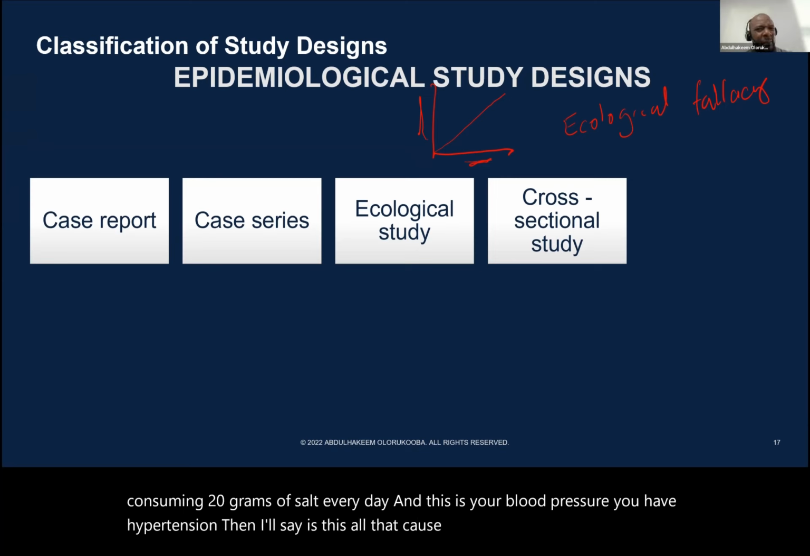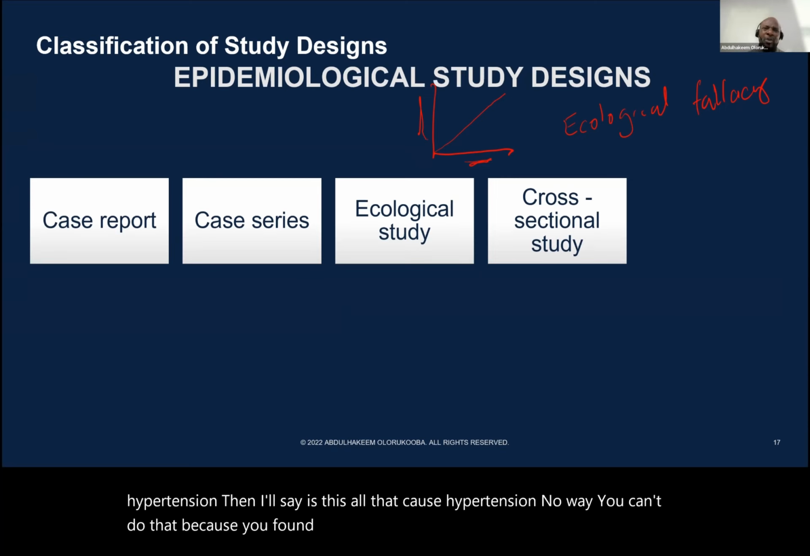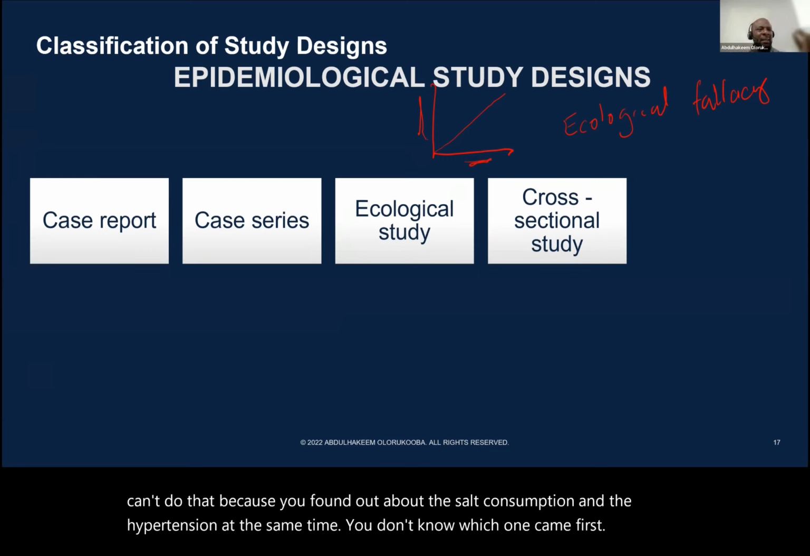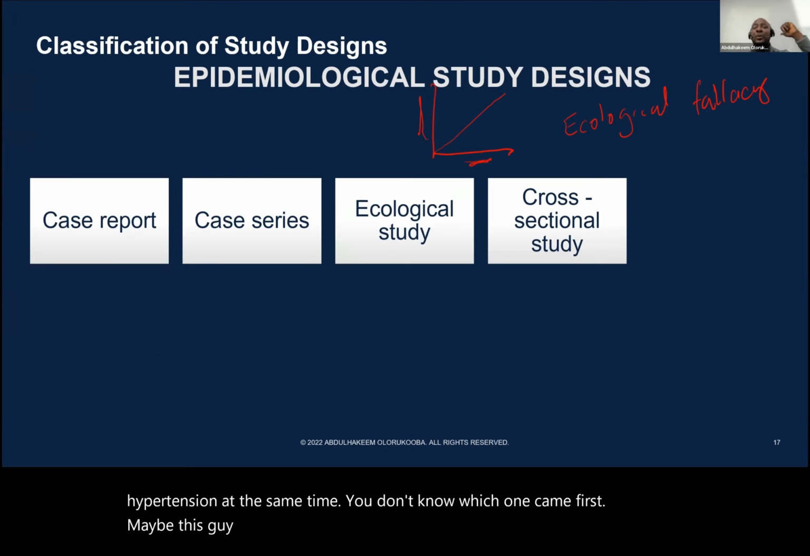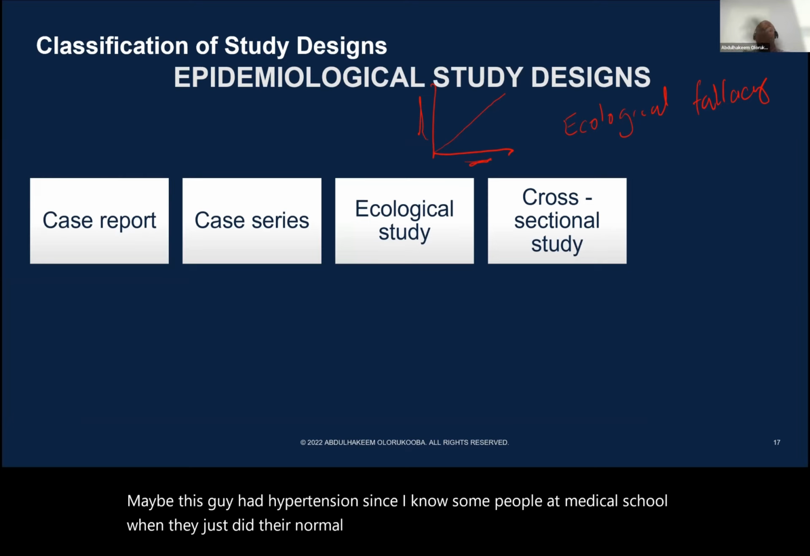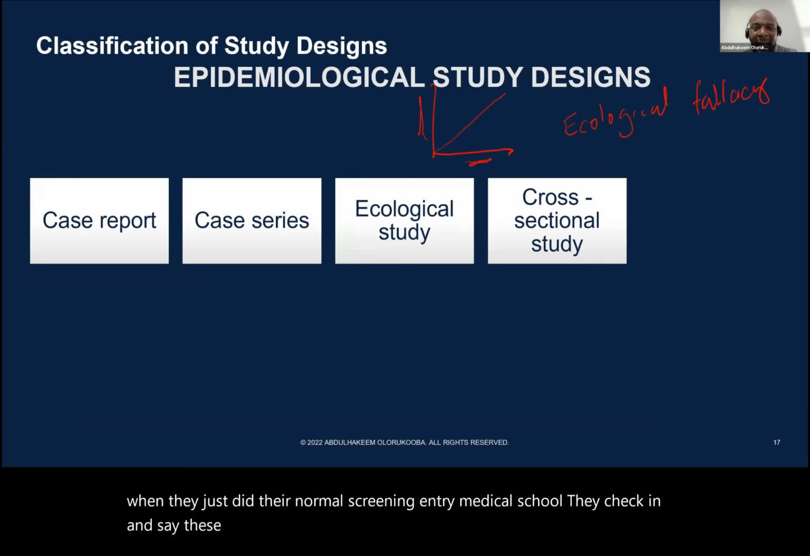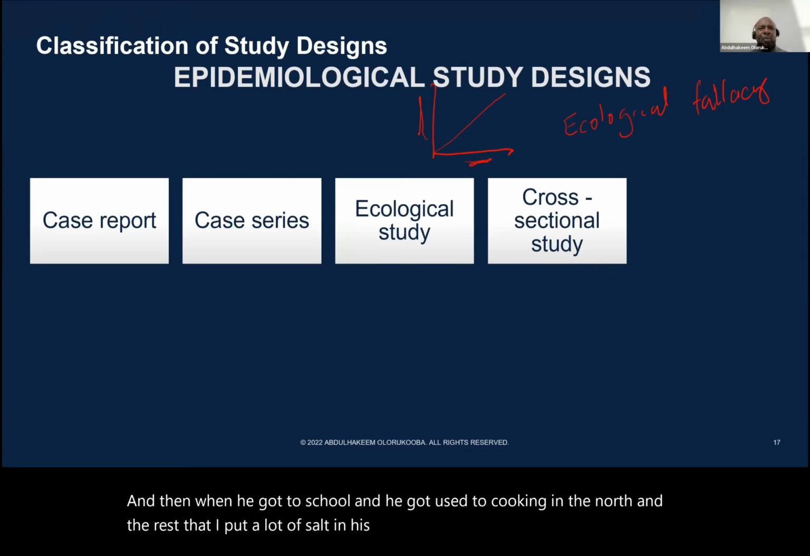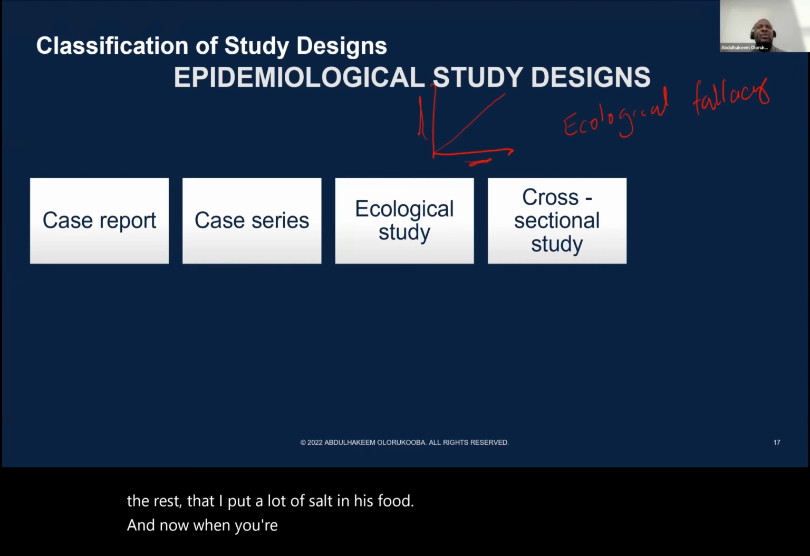No way, you can't do that, because you found out about the salt consumption and the hypertension at the same time. You don't know which one came first. Maybe this guy had hypertension since, I know of some people at medical school, when they did their normal entry screening, they checked them and said, this guy is hypertensive. And then when he got to school and got used to cooking in the north and the rest of that, he puts a lot of salt in his food. And now when you ask him 10 years after, he says he used to take plenty of salt, and you check his blood pressure and he's hypertensive.